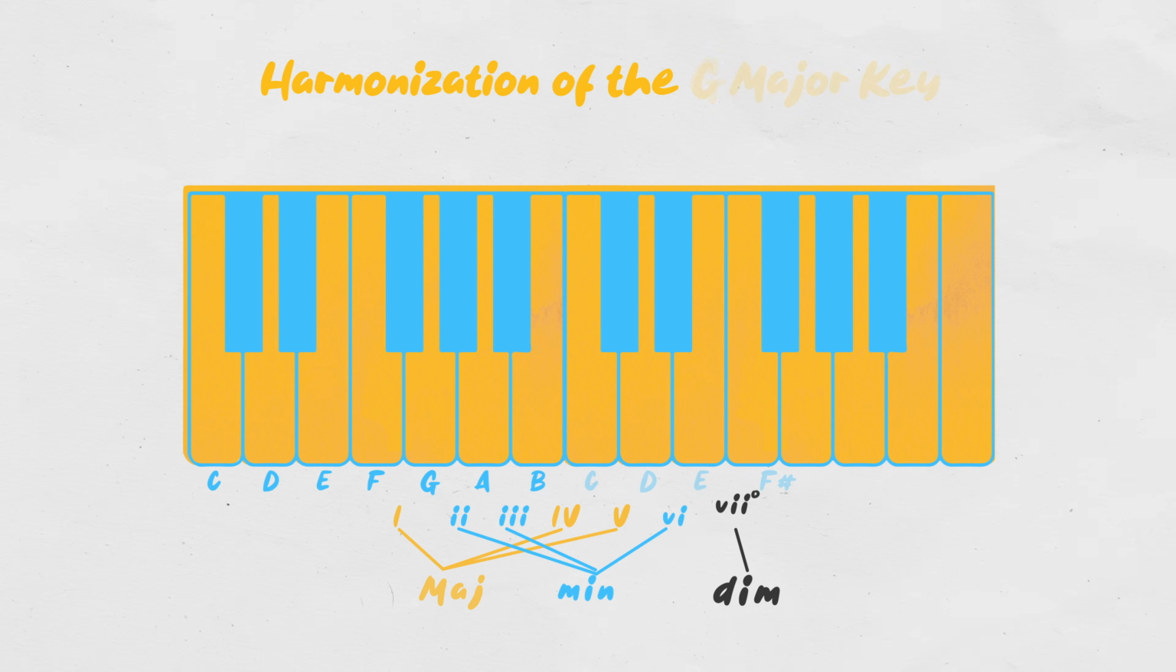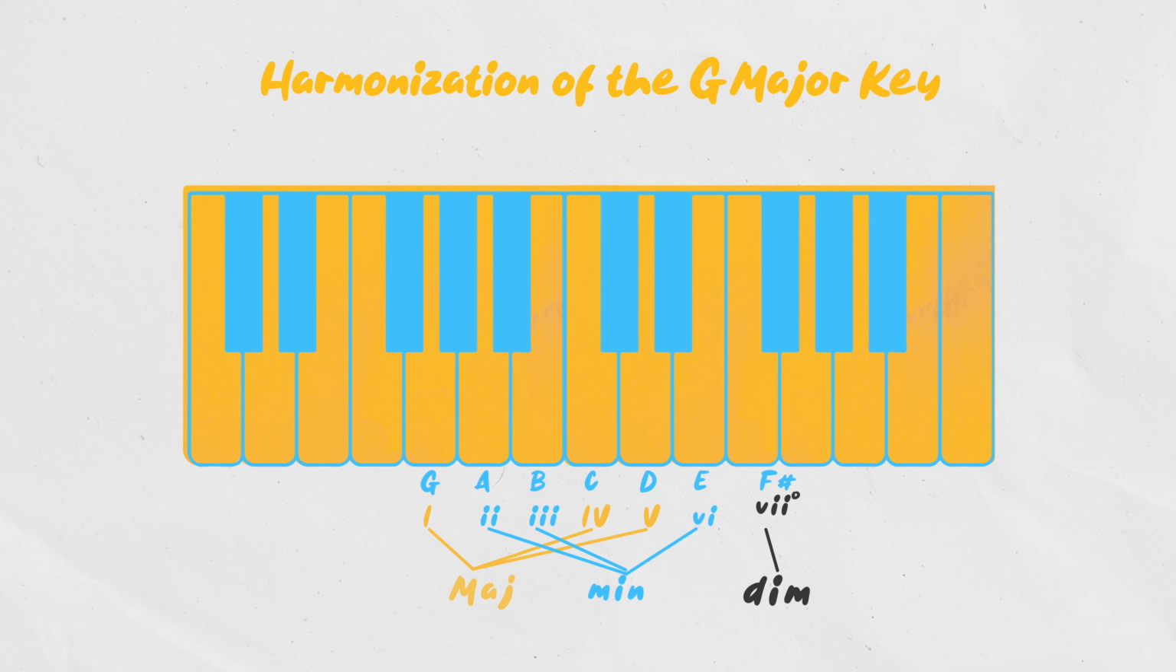For example, in the key of G major, the chords follow the same logic. G is the first degree chord and it's major. A is the second and it's minor. B is the third and it's minor, and so on.